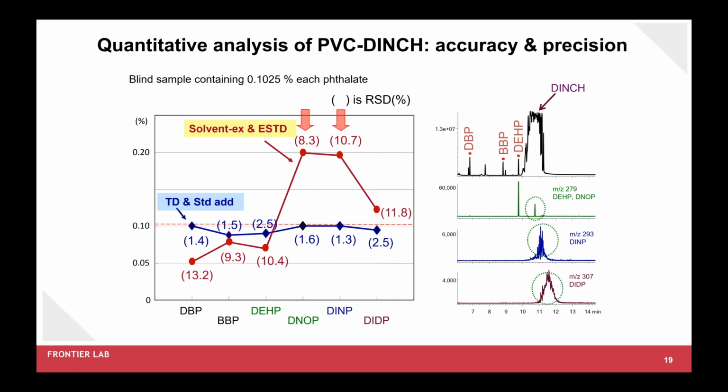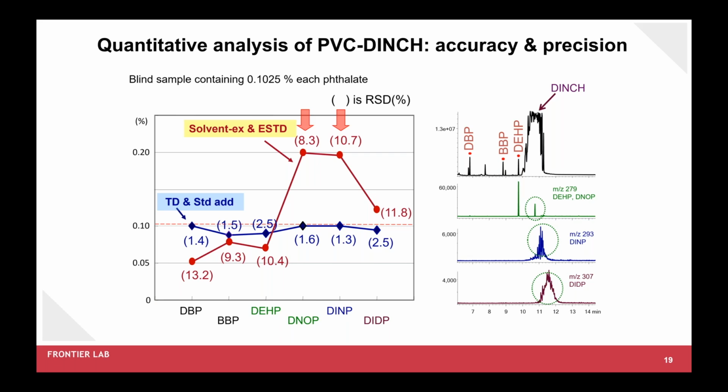This figure summarizes the data quality differences in accuracy and precision between the thermal desorption and solvent extraction techniques. So wet chemical methods, or those solvent extraction techniques, often result in low values for the concentration of the volatile phthalates. These can be attributed to losses during sample preparation.